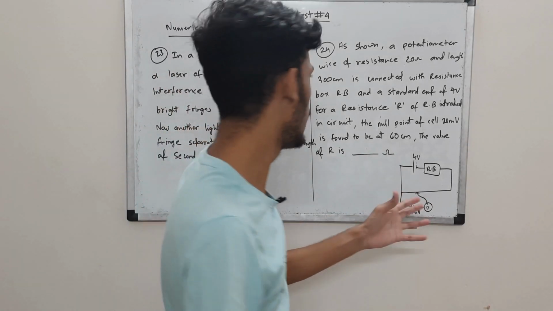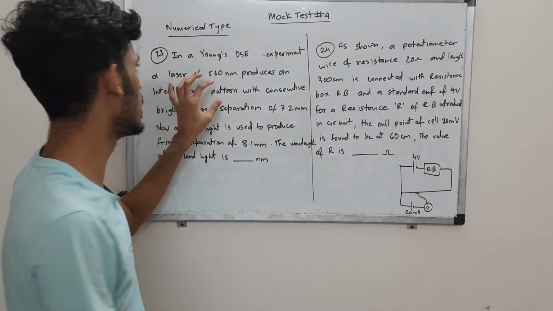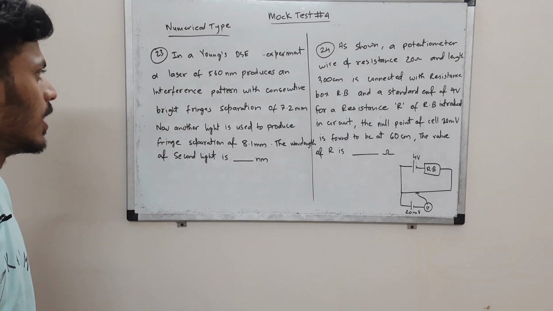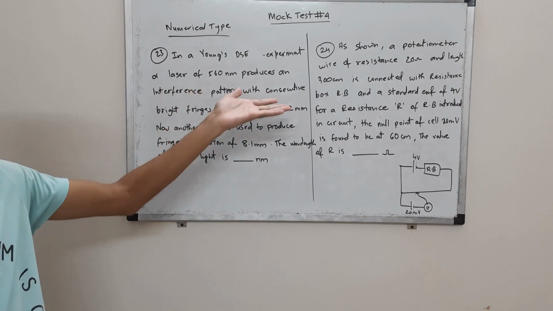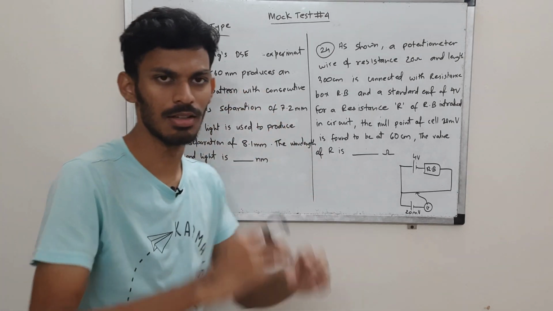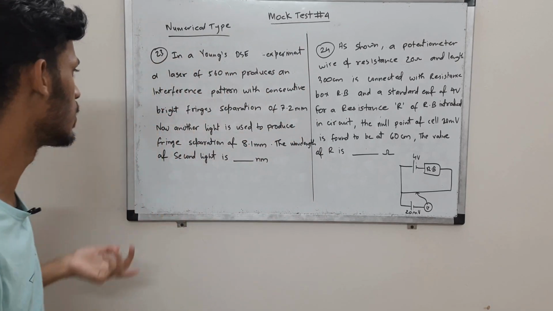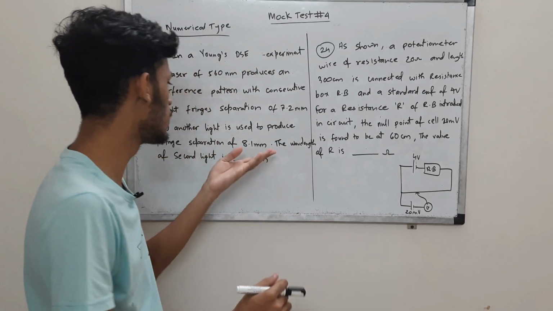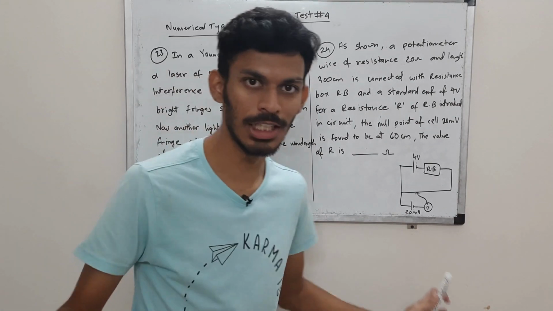Question 24 and 25. In question 24, we are performing YDSE experiment with a laser of 560 nanometers. That is the wavelength of the laser light. It produces an interference pattern with the beta, the fringe width basically, as 7.2 millimeters. Now use another source of light. This produces a fringe width of 8.1 millimeters. You can note that we did not change the setup, right?